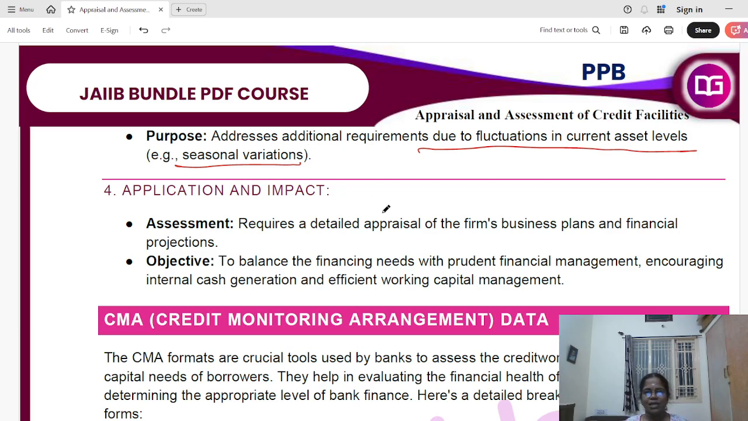Application requires a detailed appraisal of the firm's business plan and financial projections. So அவங்களோட business plan எப்படி இருக்கு, அவங்களோட financial projections எல்லாம் பேஸ் பண்ணி தான் இது பண்ணுவாங்க. Objective is to balance the financing needs for prudent financial management, encouraging internal cash generation and efficient working capital management.